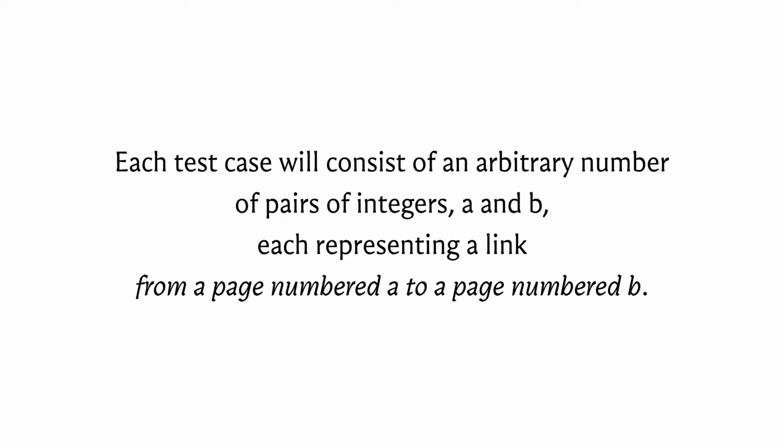So first of all, we are told that each test case will consist of an arbitrary number of pairs of integers A and B, each representing a link from a page numbered A to a page numbered B. So again, we're talking about pages here because the nodes in this graph really correspond to internet pages. That's a part of the story. But you can see here that the edges are connecting pairs of vertices in a fashion that's clearly directed. And in fact, the problem statement even has a picture and an example that makes it quite clear that the graph that we are working with is a directed graph. So that's the first thing to note.